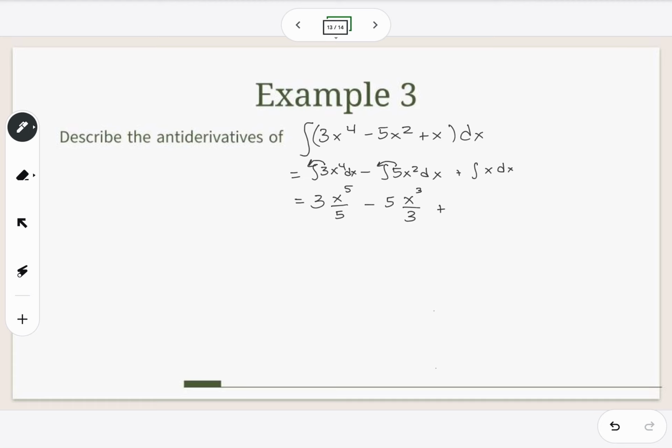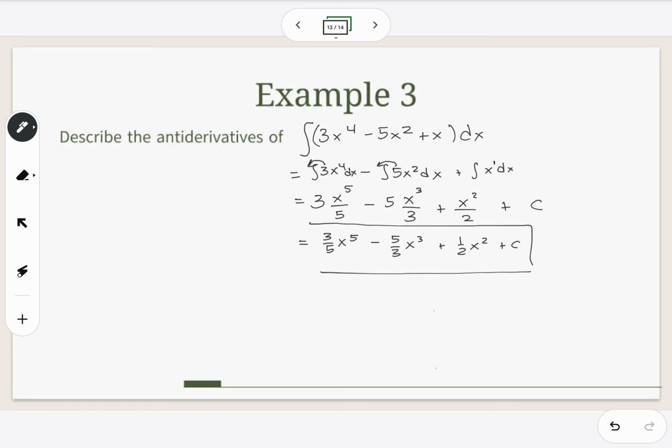Plus, over here it's just x, so that's like x to a sneaky 1. X, 1 plus 1 is 2, and then you're dividing by that same number over there. And then we cannot forget that constant plus c. If you want to simplify this a little bit, because I think that looks a little janky, I would rewrite this as 3/5 x to the 5th minus 5/3 x to the 3rd plus 1/2 x squared plus c, and that would be our final answer for this problem.